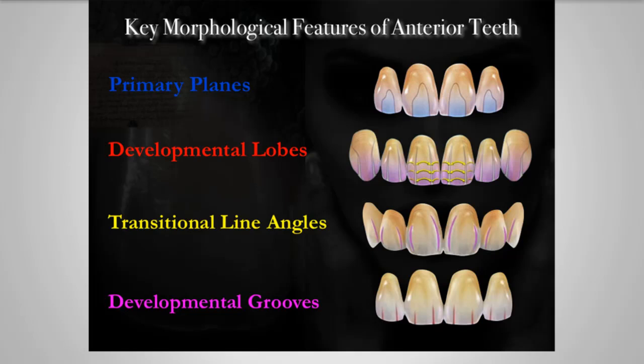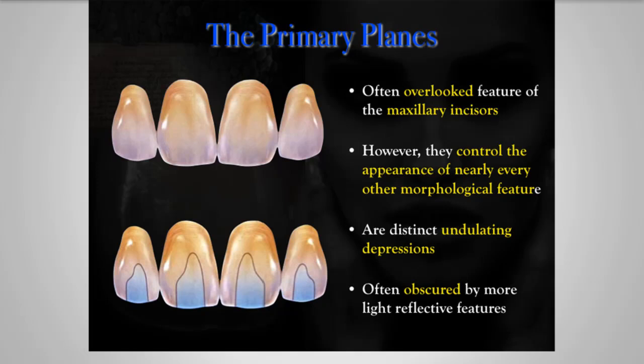So when we talk about primary plane, obviously it's an often overlooked feature of maxillary incisors. You only find it in the maxillary incisors, not in the mandibular or any of the canine teeth for that matter. Even though they're often overlooked, they actually control the appearance of nearly every other morphological feature, and therefore I place primary authority on the primary plane.